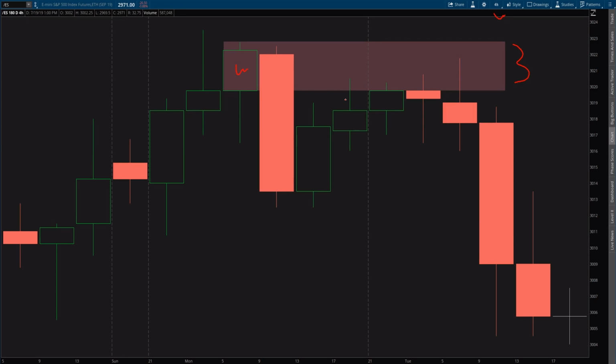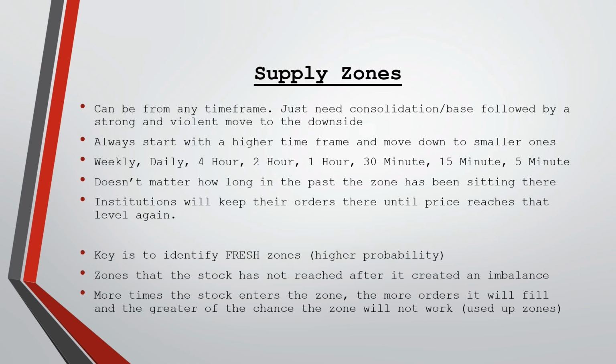So I don't just hop in right away. That's important for you guys to understand for both supply and demand. I wait, I look for a smaller time frame confirmation. I enter and I put my stop loss right above the zone. So same thing as demand zones.